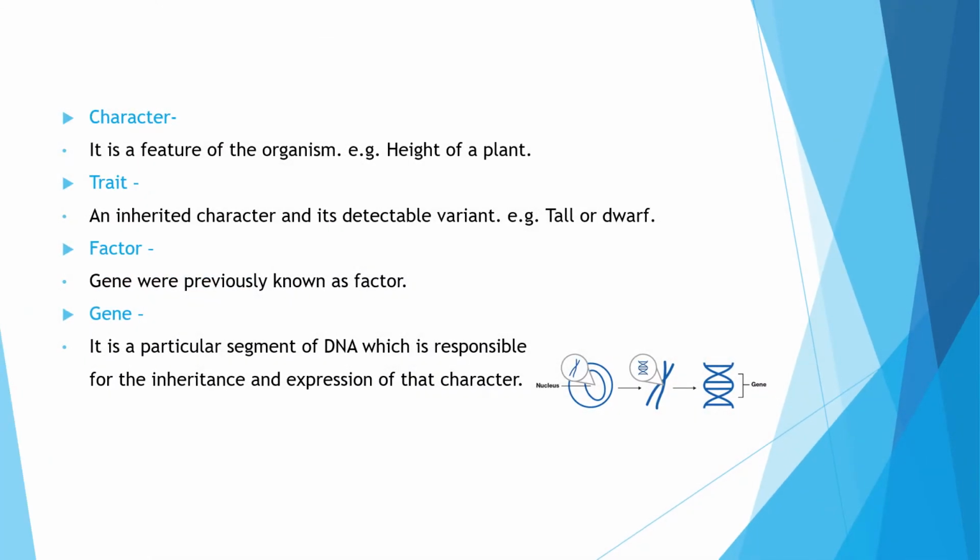Character. It is a feature of the organism. For example, height of a plant. Trait. An inherited character and its detectable variant. For example, tall or dwarf. Factor. Genes were actually previously known as factors. Gene. It is a particular segment of DNA which is responsible for the inheritance and expression of that character.